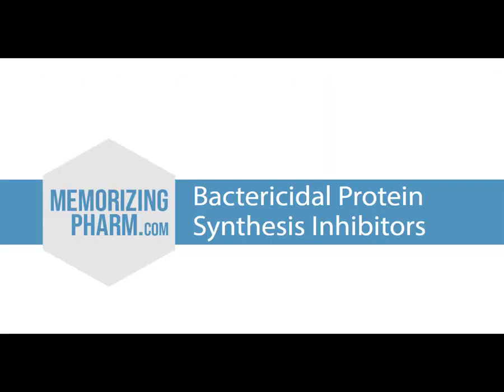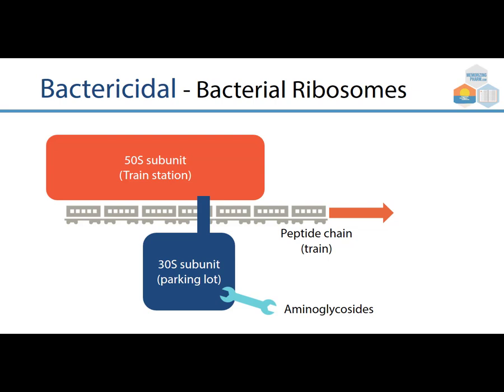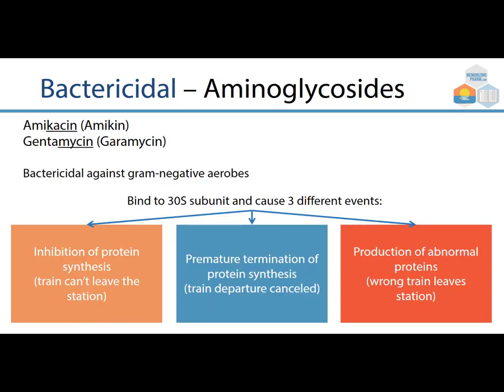Bactericidal protein synthesis inhibitors, so now we're moving from bacteriostatic to bactericidal. We're going to kill the bacteria rather than prevent or delay their growth. And so again, we're working in that parking lot, the 30S subunit. The two bactericidal aminoglycoside drugs that I'll go over are amikacin, brand Amikin, and gentamicin, brand Garamycin.